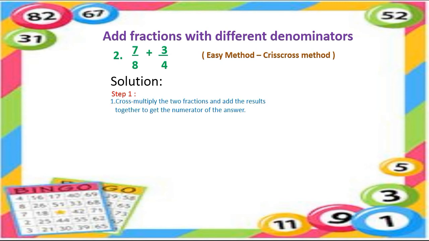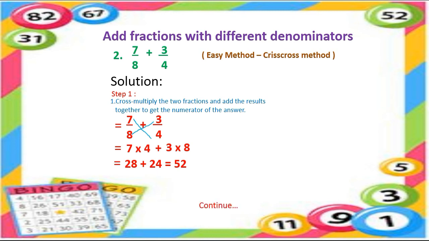Yes, very good. We will cross multiply the two fractions and add the results together to get the numerator of the answer. So we'll copy the fractions as it is, then cross multiply the two fractions like this. 7 multiplied by 4 plus 3 multiplied by 8. After multiplying them and adding them, 7 fours are 28, 3 eights are 24. 28 plus 24 equals 52. So here we have gotten the numerator. 52 is our numerator.